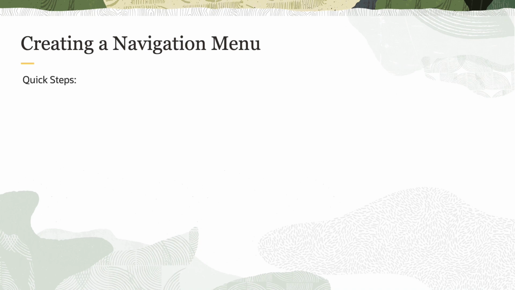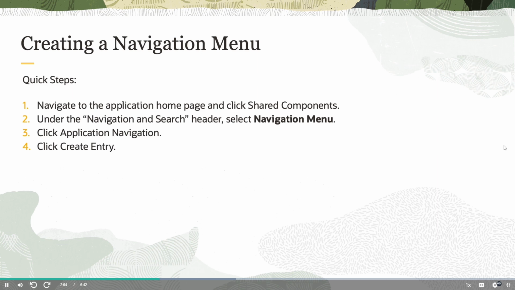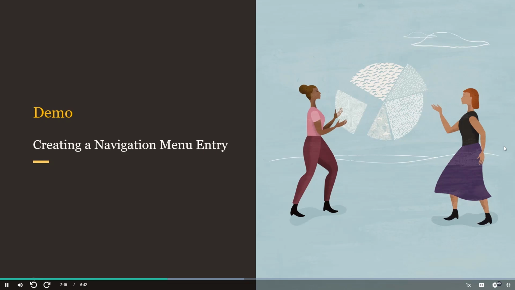Let us look at the steps involved in creating a navigation menu. First, you navigate to the application homepage and click Shared Components. Under the Navigation and Search header, select Navigation menu. Click Application Navigation. Here, you can create a new entry by clicking on Create Entry. Specify the values and click Create List Entry. Now that we have reviewed the steps, let us switch to the Apex workspace and add a navigation menu entry.